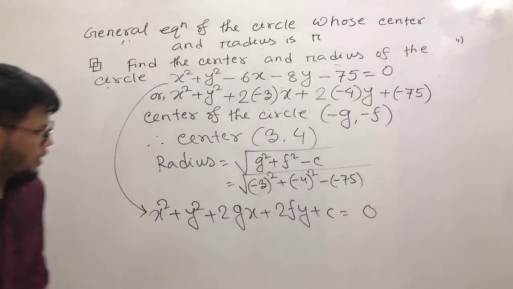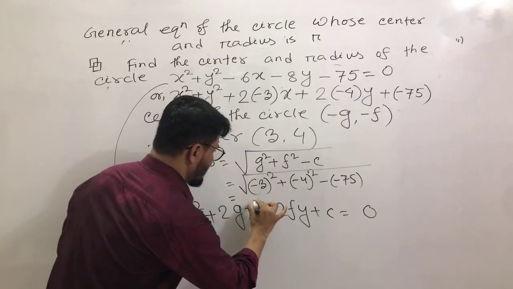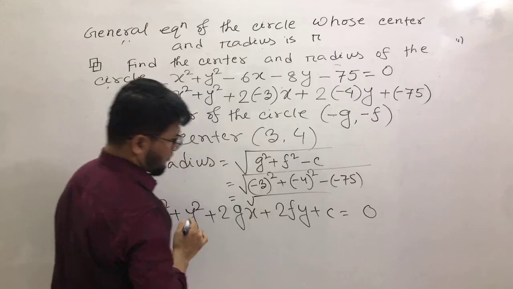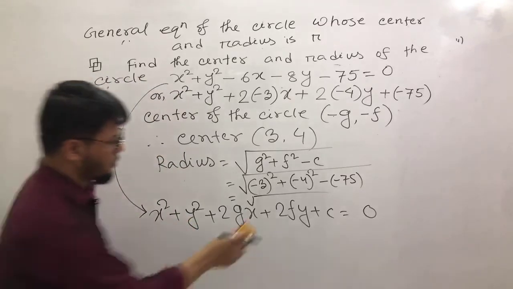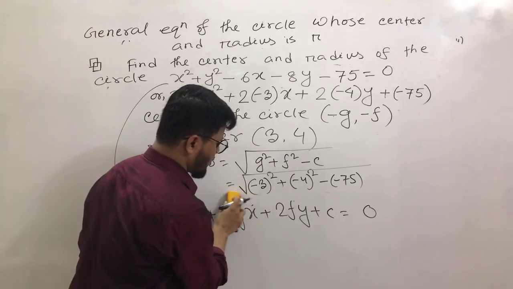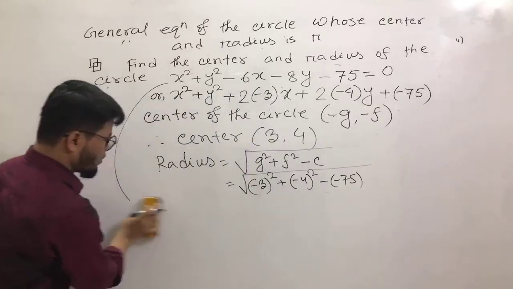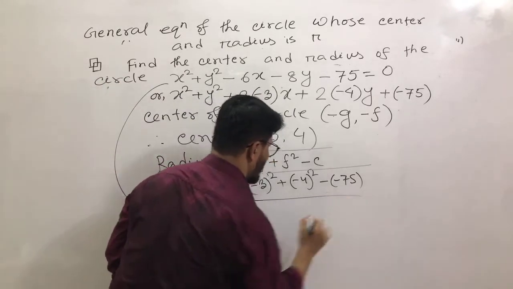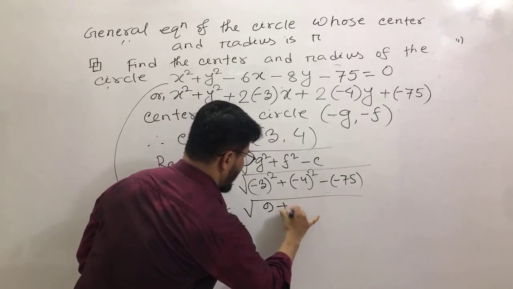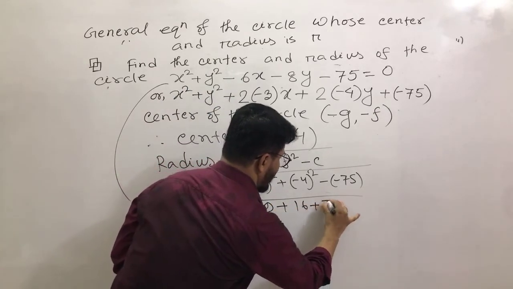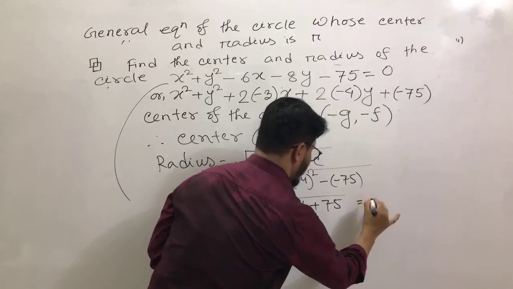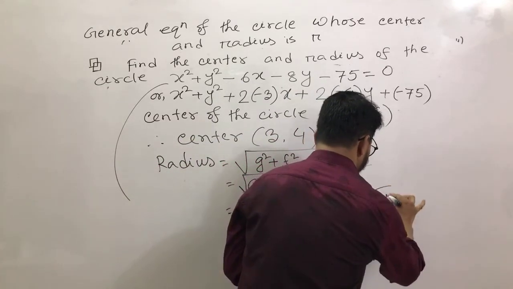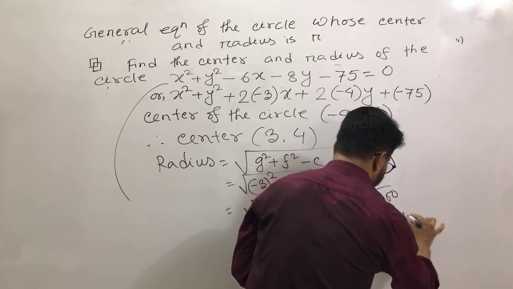Now doing the calculation you will get, I think if we write here, (9 plus 16 plus 75), and finally this is now 100, which equals 10 units.